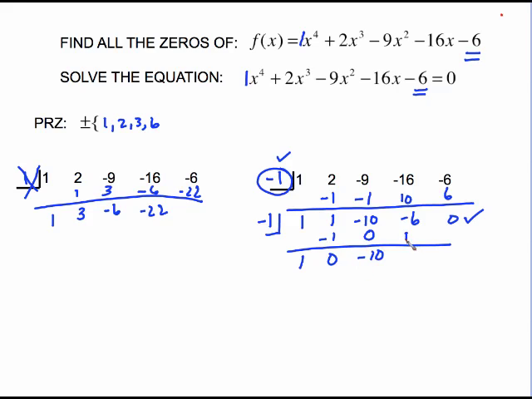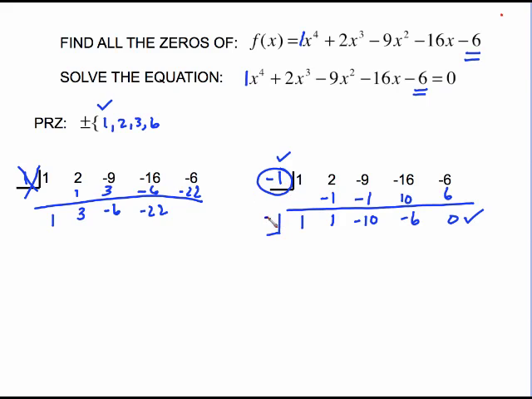Negative 1 times negative 10 is 10. This will not give me 0. That says negative 1 does not work again. There is no extra multiplicity on that root of negative 1. So I'm done with the ones. Positive 1 didn't work in the beginning, so I don't have to worry about it. We check to see if negative 1 worked again. It does not. We're done with the ones.